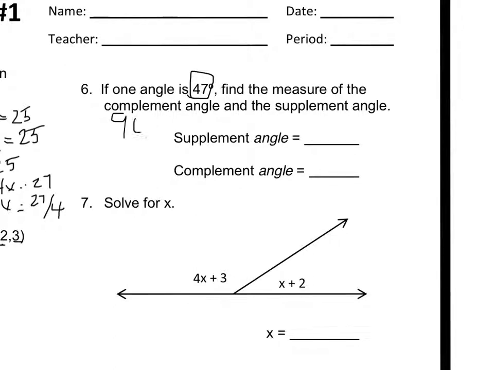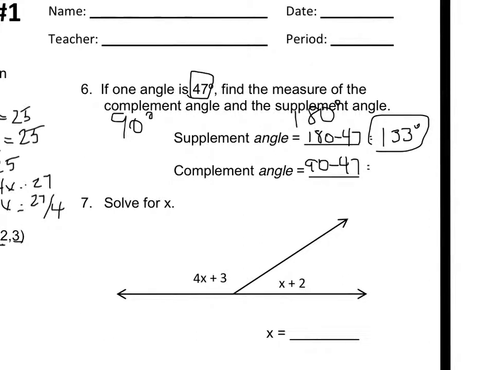Well, the complement means they add up to 90 degrees, and the supplement means they add up to 180. So for the supplement, I can take 180 minus 47, and then I get 133. And for the complement, I can take 90 minus 47, and I get 43. So we're trying to figure out what adds to 90 with 47 and what adds to 180 with 47.